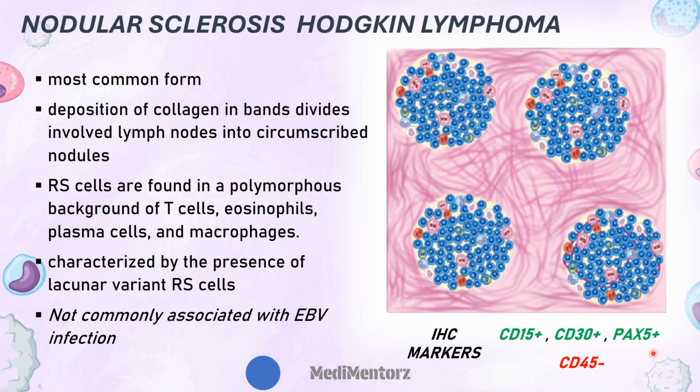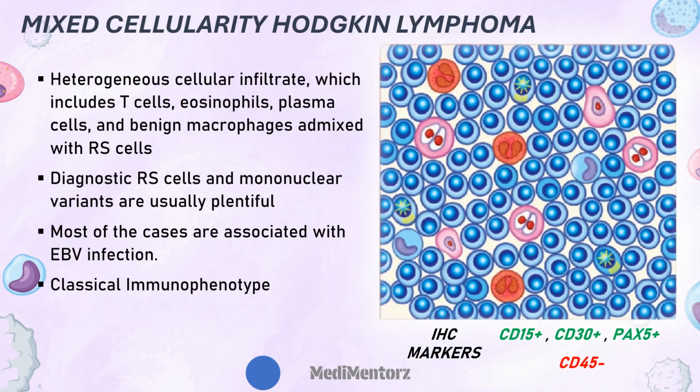Moving on to the next type, mixed cellularity. As the name implies, there is mixed cellularity. So the cellular infiltrate consists of mixture of cells like T cells, eosinophils, macrophages, plasma cells, and also Reed-Sternberg cells. Diagnostic Reed-Sternberg cells and their mononuclear variants are plentiful in this form. Most of the cases of this form are associated with Epstein-Barr viral infection. Since it's a classical type, it shares the same IHC markers as nodular sclerosis, which is CD15 positive, CD30 positive, PAX5 positive, and CD45 negative.